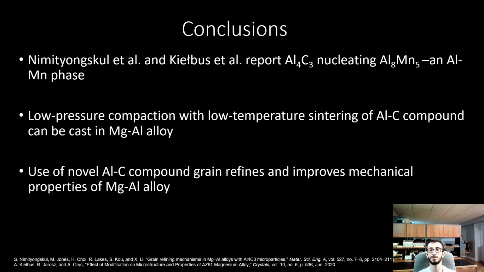Therefore, it can be said that duplex nucleation occurred, which grain refined the melt. Al4C3 nucleated Al8Mn5, and together, this coupling nucleated the alpha magnesium matrix. This was enabled through the addition of a novel aluminum carbon inoculant, and this grain refinement led to the improvement of mechanical properties through non-Al8Mn5 mechanisms.